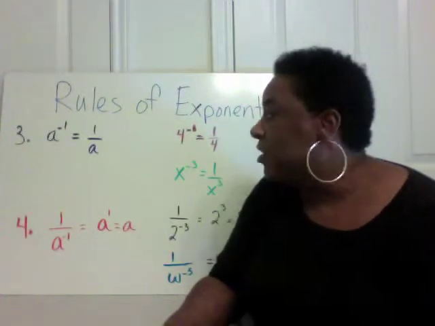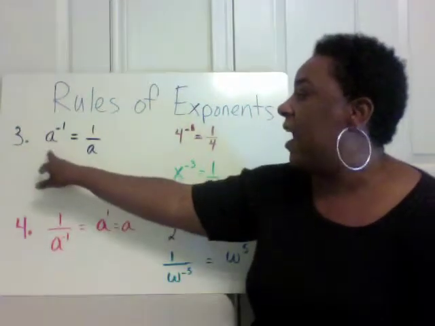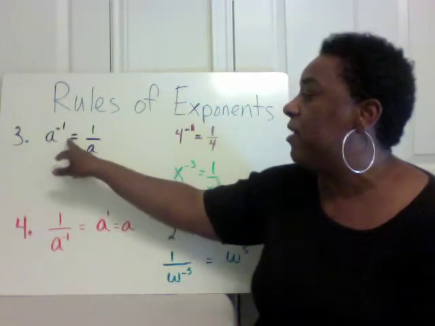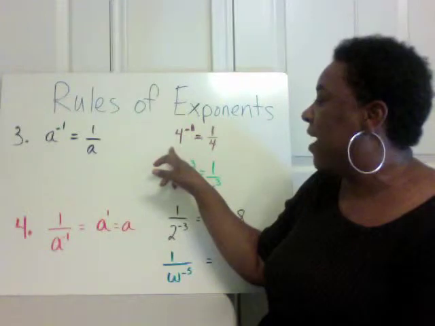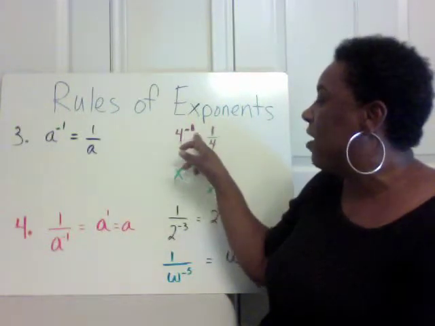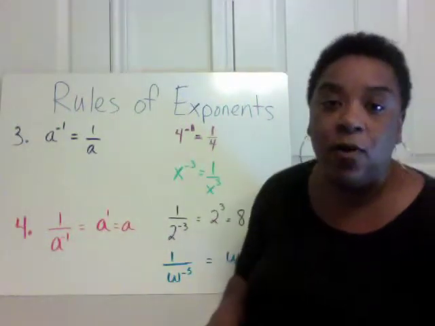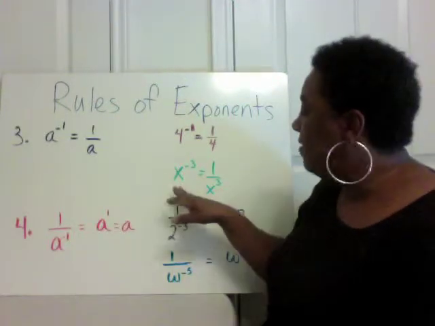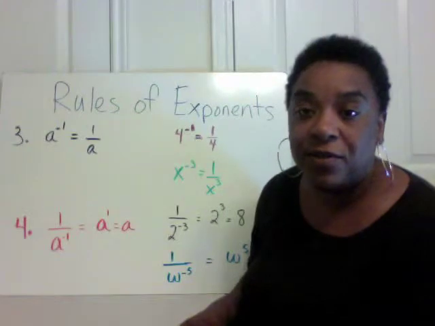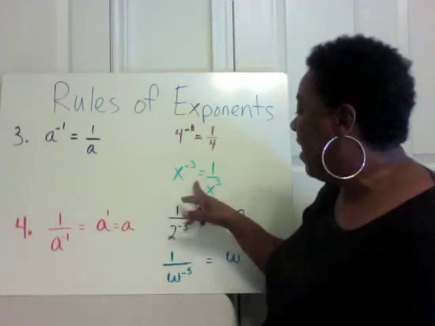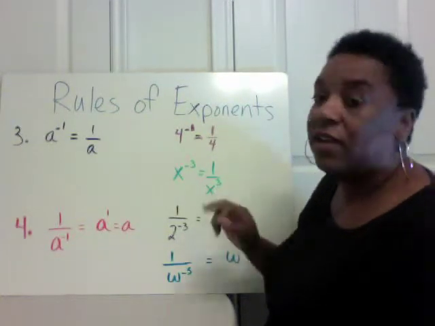The next rule I want to show you is when we have a raised to the power of negative 1, we get 1 over a. So in this example, I have 4 to the power of negative 1 equals 1 over 4. This next example is x raised to the power of negative 3. And we rewrite that as 1 over x cubed.